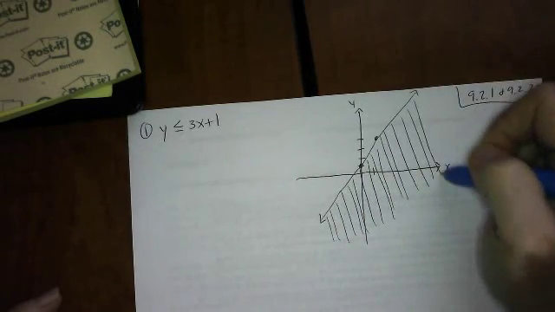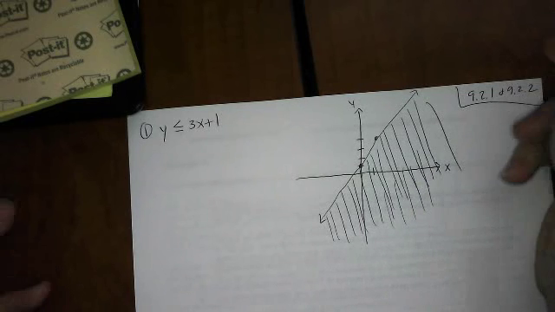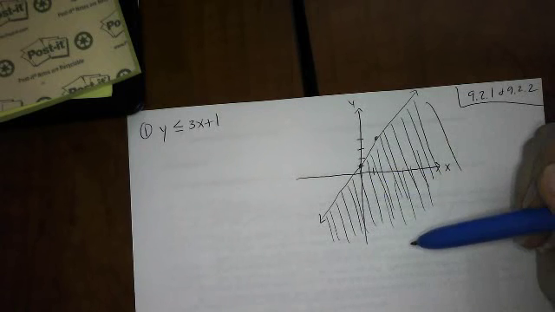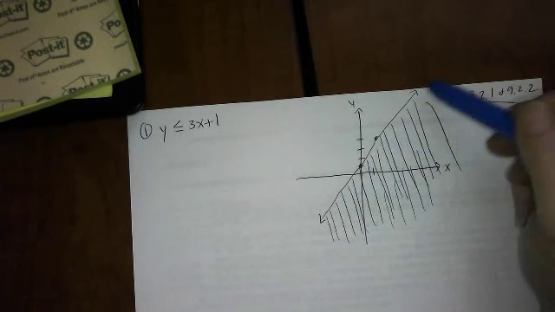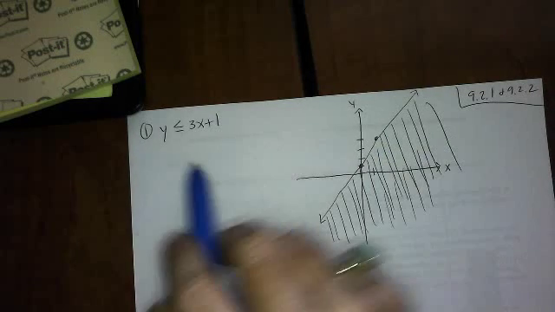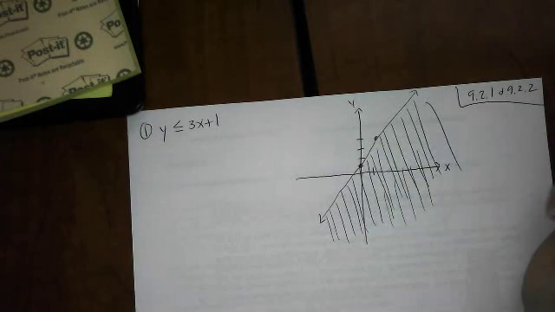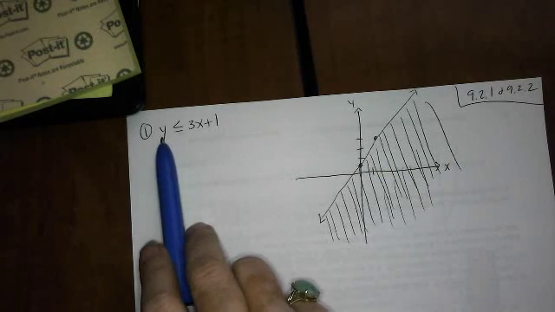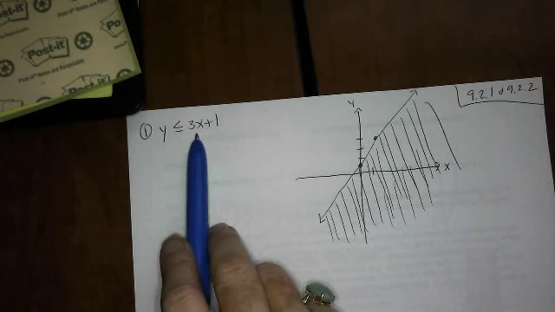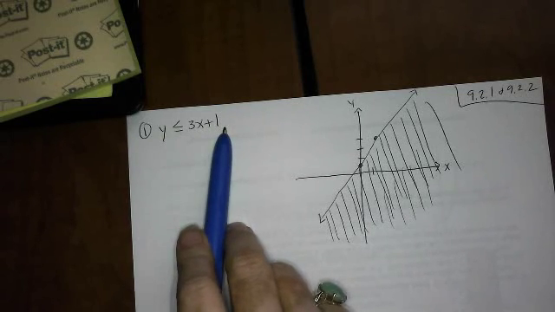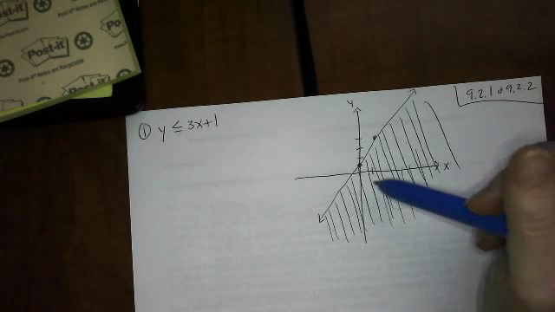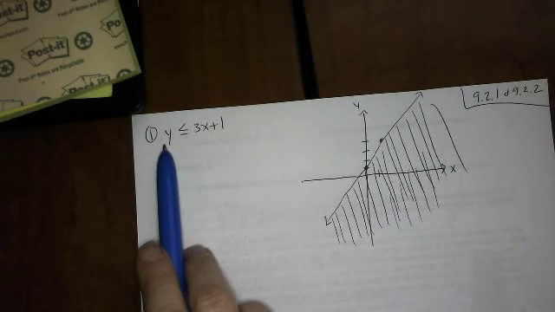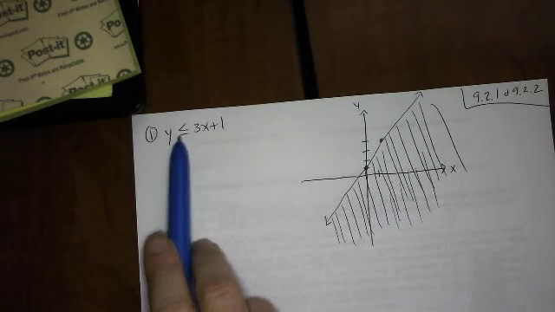Now, your packet might tell you something about find a test point or something, and that's true. If I use a test point that's below the line, and it comes out to be a true equation, then I know I did it right. So I can take a test point. I'll take 0, 0, because that's the origin. If I had 0 less than or equal to 0 plus 1, would that be true? Yes.